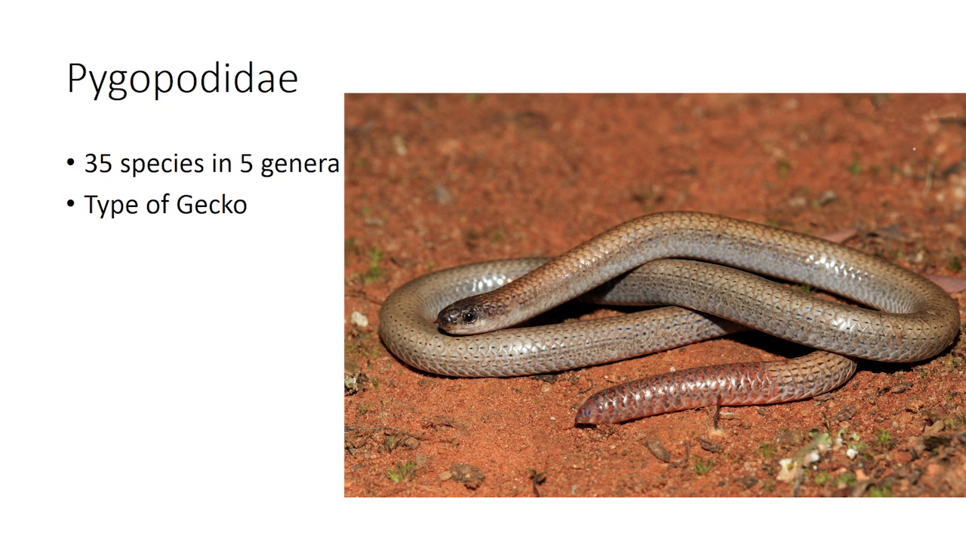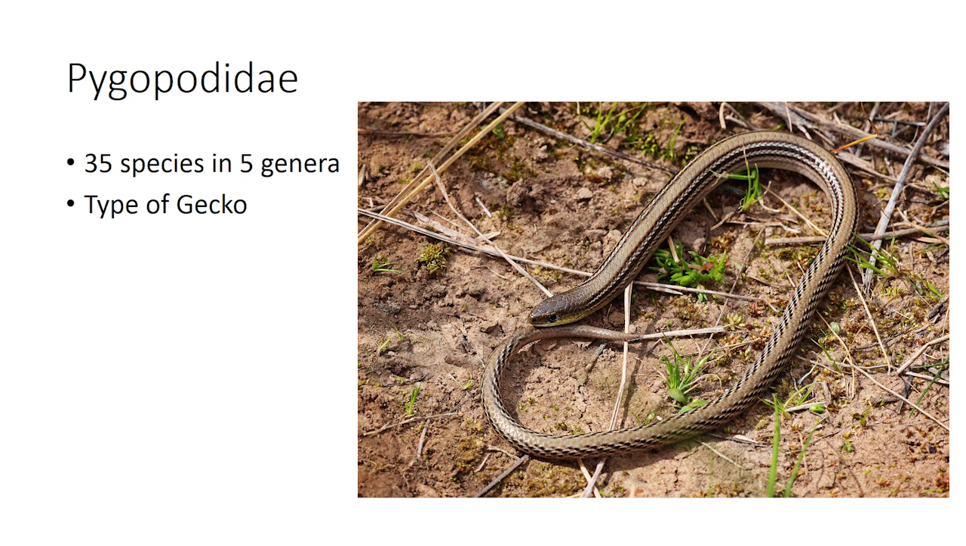Much like this one right here, Delma impar. Once again, the ones we had before, the scalyfoots, they're Pygopus. This one's Delma. Delma impar is the genus and species of this one, the striped legless lizard. Now this legless lizard is actually on its way out. It's almost extinct.